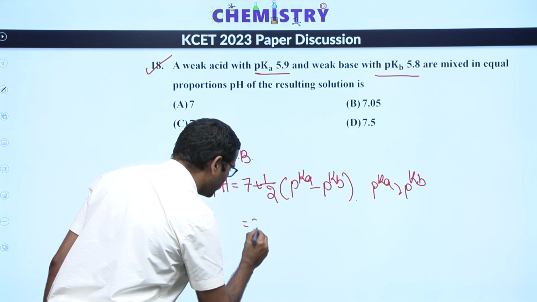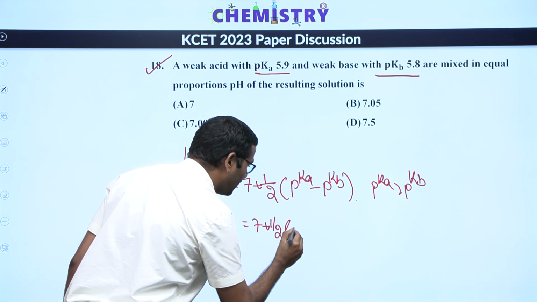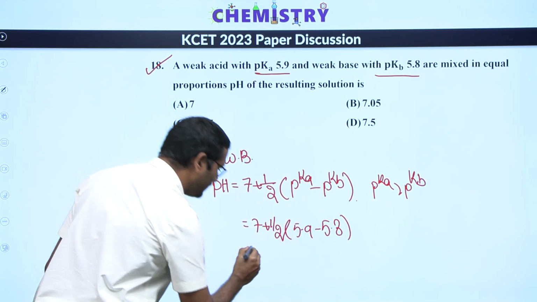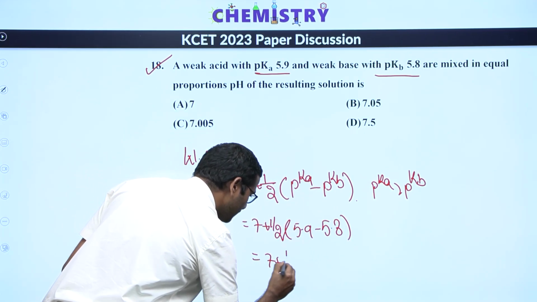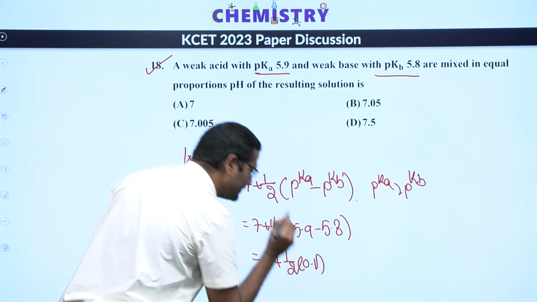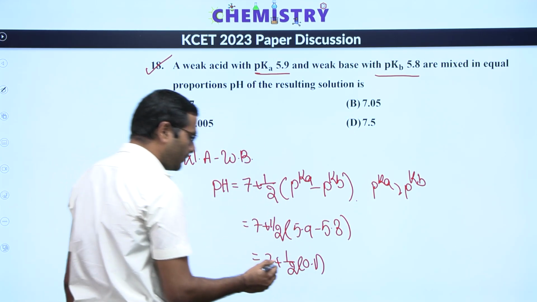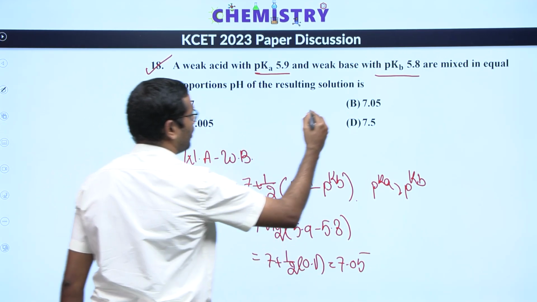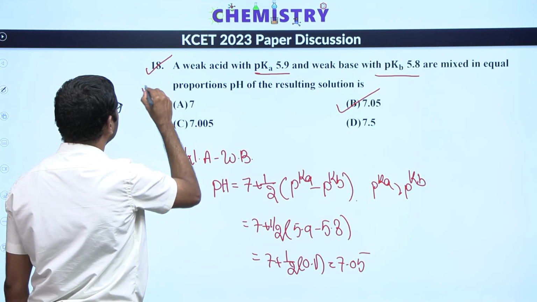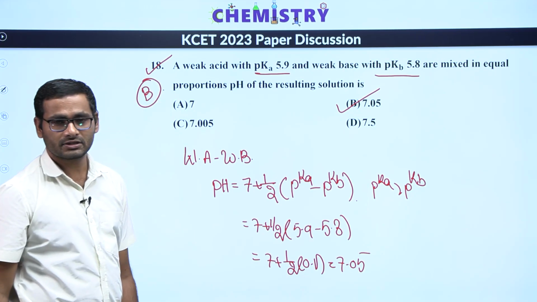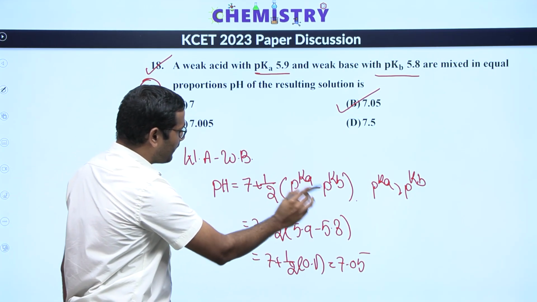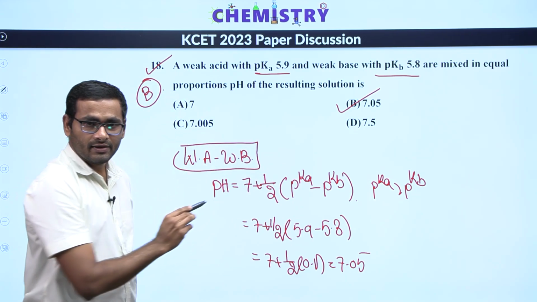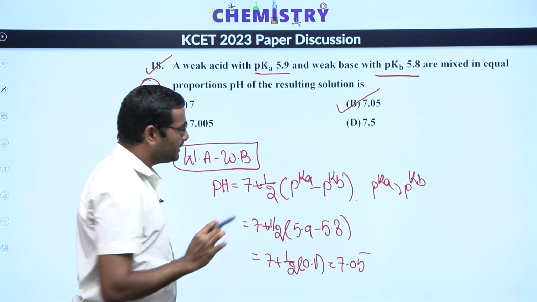Then 7 plus half, this is 5.9, this is 5.8. Then it is 7 plus 1 by 2 into 0.1, 0.1 by 2, 0.05. Now it is 7.05. So the answer is B. For 18, B option is correct. pKa, pKb they have given. Weak acid, weak base, salt hydrolysis case, 7 plus half pKa minus pKb is the formula.